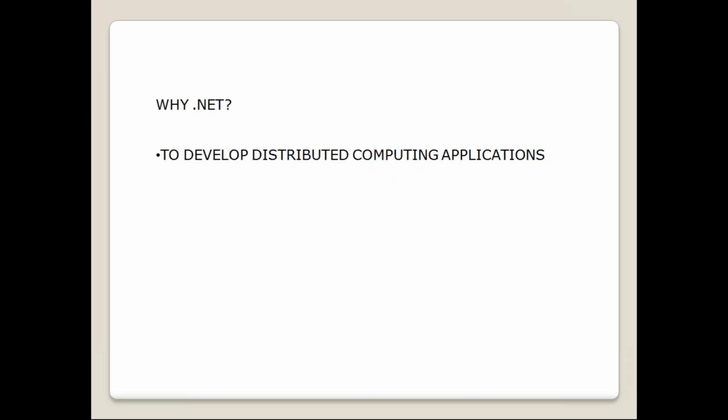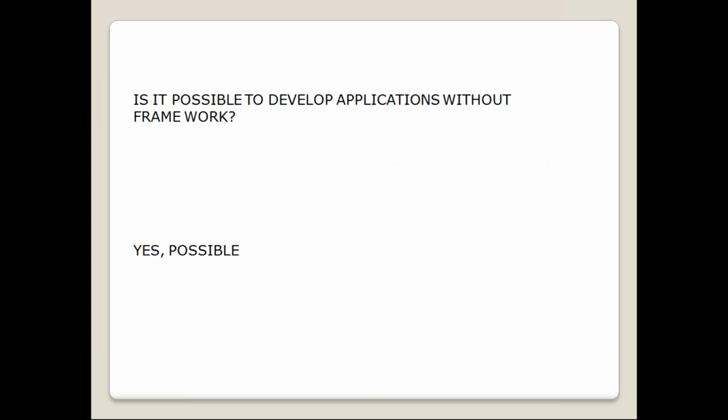So in that way, that is one of the applications, one example, of why we have to use .NET. Distributed computing application. So this is why we are using .NET. And now, I said .NET is a framework tool, right? So without a framework, can't we develop any application? The .NET framework was introduced in 1999. The first framework was released in 1999.